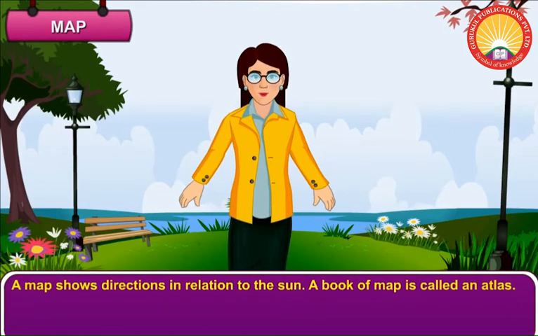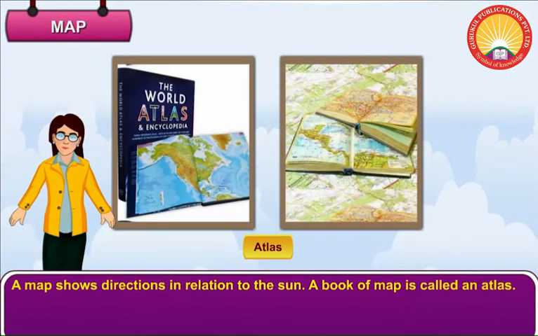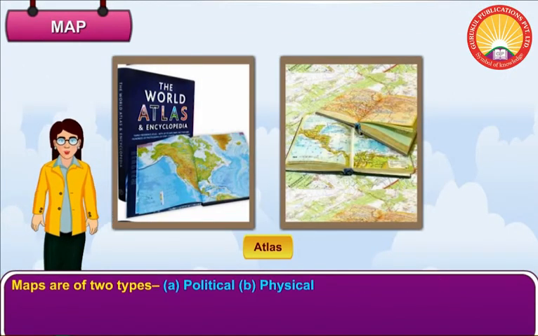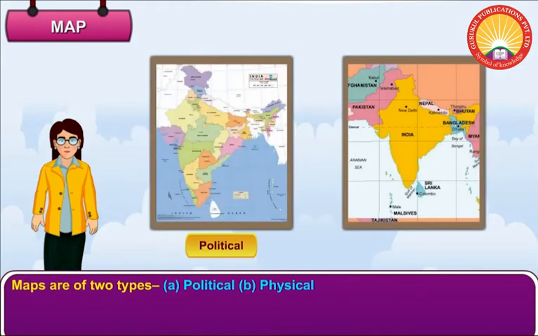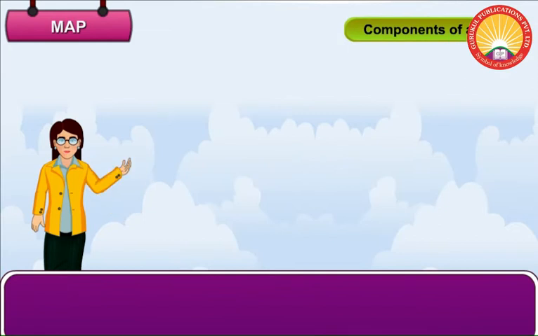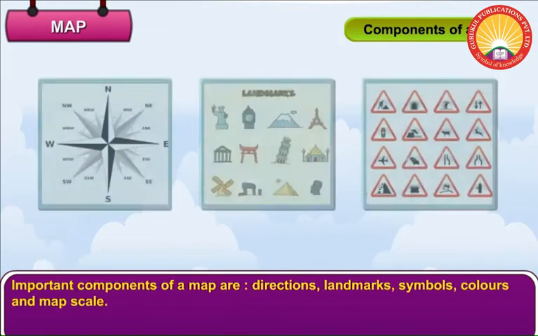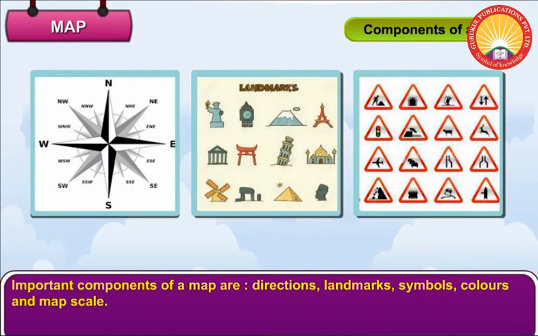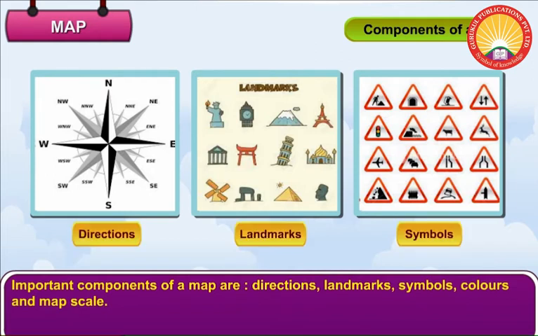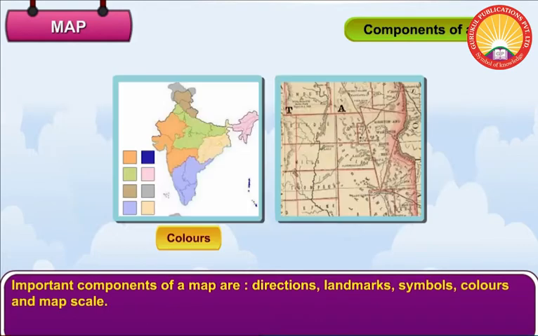A map shows directions in relation to the sun. A book of maps is called an atlas. Maps are of two types: political and physical. Components of a map. Important components of a map are directions, landmarks, symbols, colors, and map scale.